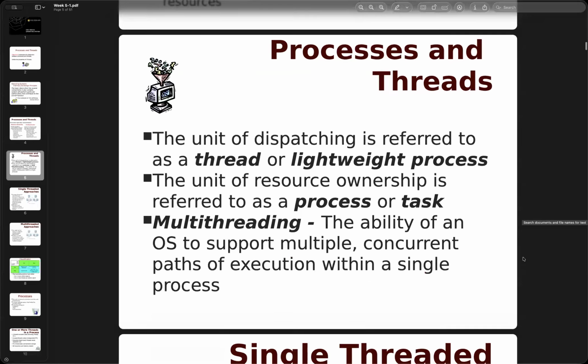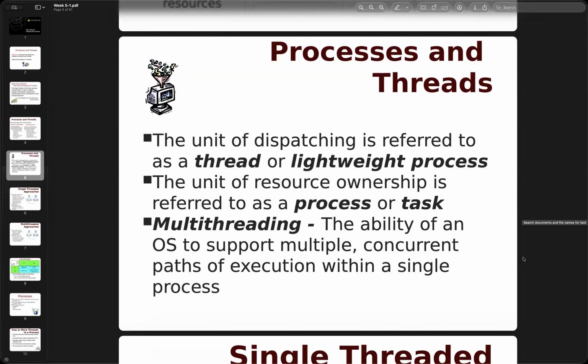The unit of dispatching is referred to as a thread, or a lightweight process. When we talk about lightweight, it is kind of like a subfunction somehow. The unit of resource ownership is referred to as a process or a task. So if we mention process or task, it actually represents the same thing. When we say the unit of dispatch, it will be the thread.